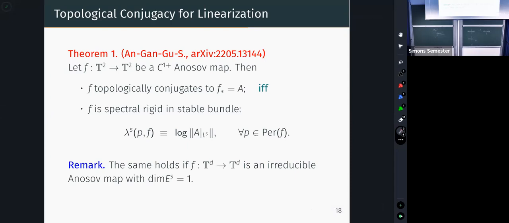Actually we prove that the same holds if you are irreducible and you have one-dimensional stable bundles. Please notice here, we don't require our F to be close to its linear part. No, we just have something a little bit close. Okay. Yeah, that is for the one-dimensional bundles.